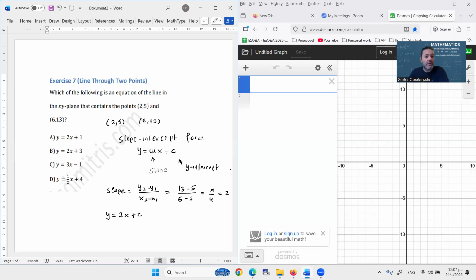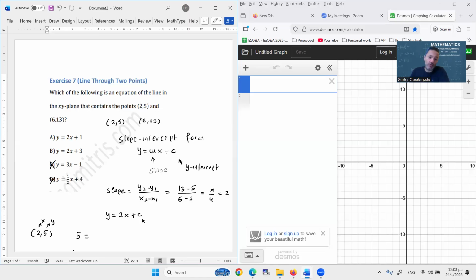This means that I should already reject C and D. In order to find the value of c, I need to take any of these points and substitute its coordinates in that line's equation. Because through theory, I know that a point lies on a line when its coordinates satisfy that line's equation. So for x equals 2, y should be 5.